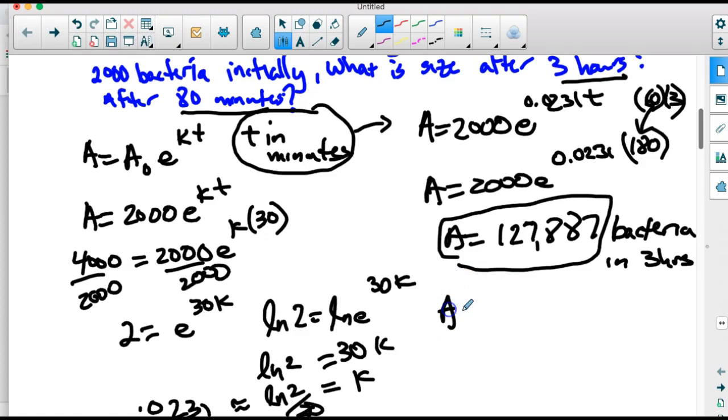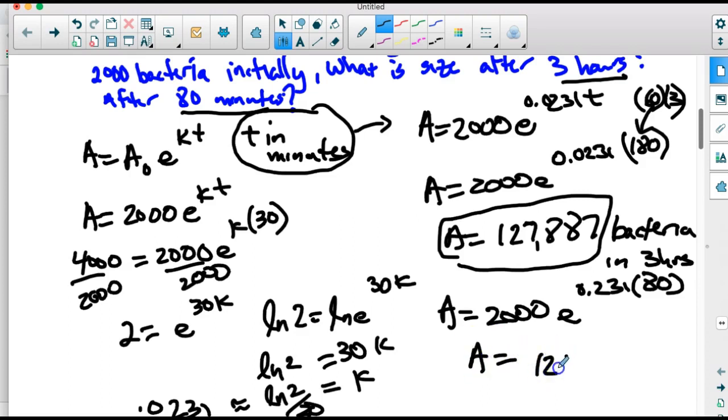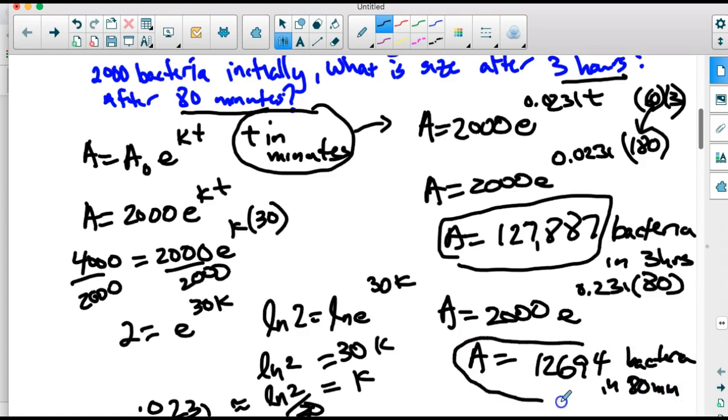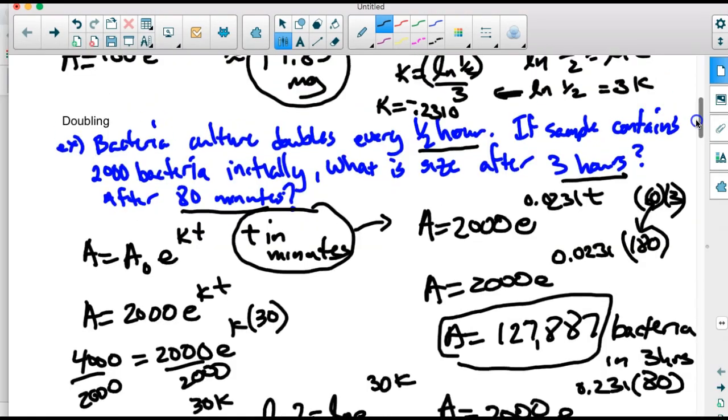Our equation is going to be used again, but we're going to multiply by 80 minutes this time. So we should have fewer bacteria, right? Instead of putting 180 in there, we put in 80. We then get 12694.2. Rounding to a whole number of bacteria again, we round down. So 12,694 bacteria in 80 minutes would be our answer for doubling every half an hour.